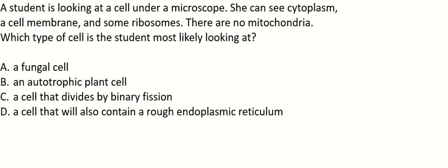All right, let's take a look at this prokaryote versus eukaryote question. A student looks under a microscope, sees a cell, sees that it has cytoplasm. Well, all cells have that. It has a cell membrane. All cells have that as well, and all cells also have ribosomes. So none of those details help us answer the question.